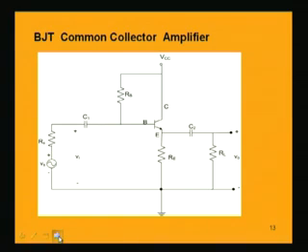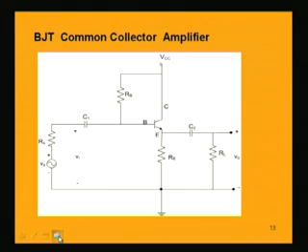Now, another amplifier which is used is the common collector amplifier. The common collector amplifier has the collector as common to both input and output circuits. How this collector is common and grounded, that we will have to look for.